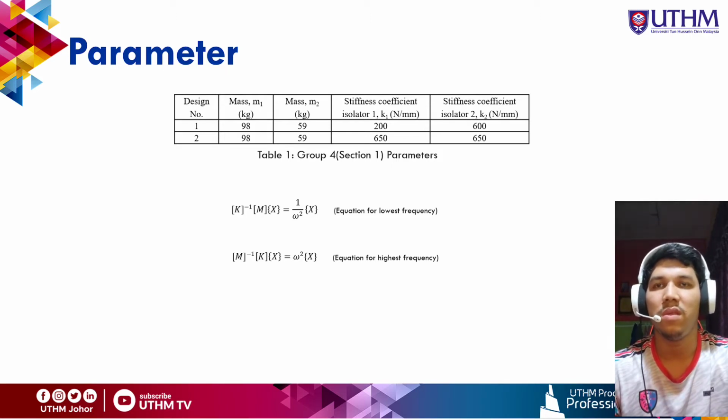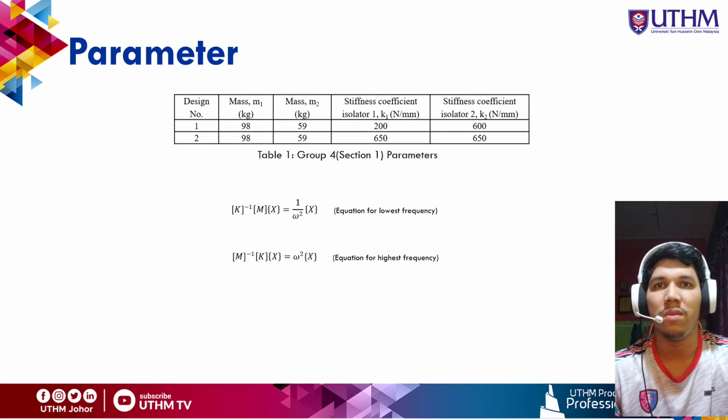Below, this is the equation for the lowest frequency, where we need to find K inverse multiplied by M. After we get the value, we key it into MATLAB. Then we multiply with X, which in this problem has the value negative 2.1 and 0.9.